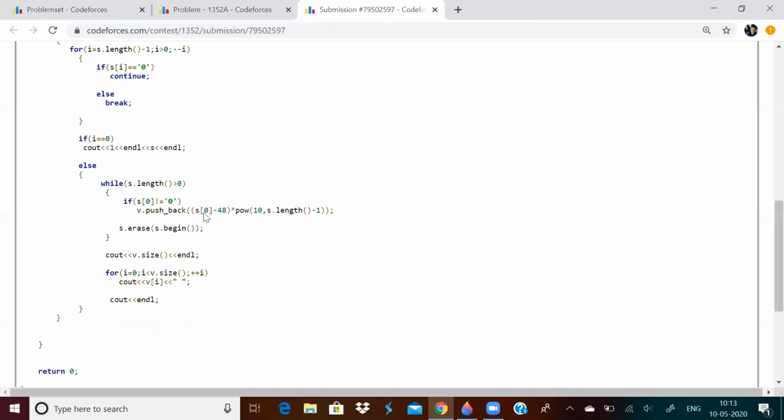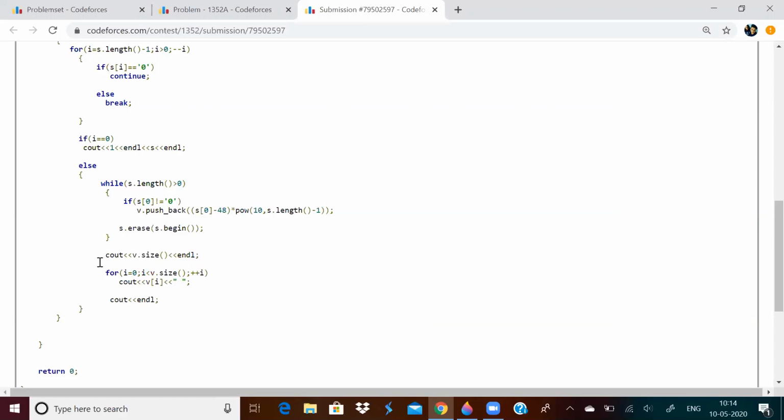I have taken a digit. I have converted the digit to number. This is ASCII conversion. You subtract 48 to get the value of the digit and multiply it with 10 to the power s dot length minus 1. So whatever the length is, you subtract 1 from it and that will be the power of 10, and multiply it with the digit you get and push it back to the vector. Vector will basically store all these numbers. Keep doing this until s becomes nothing. So s dot length, when it becomes 0, it will break out.